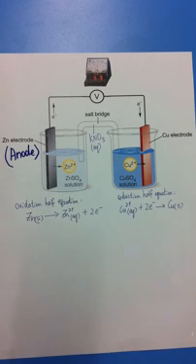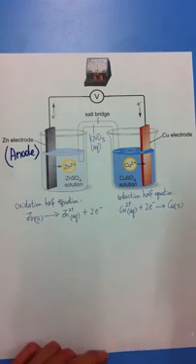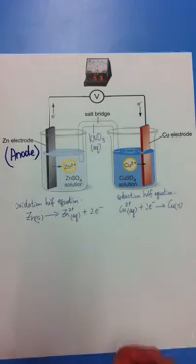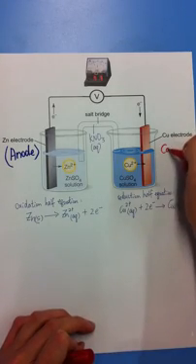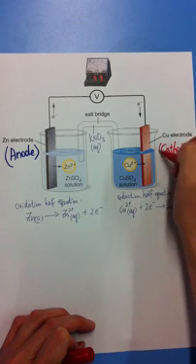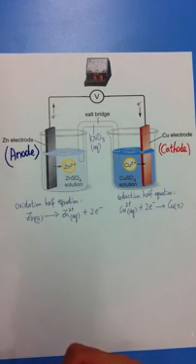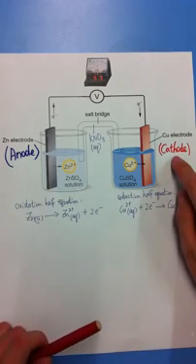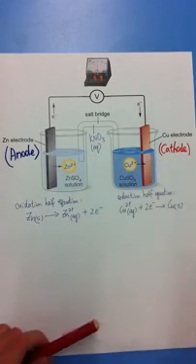Again, we have a special name for the copper electrode, called cathode, because reduction is happening here.